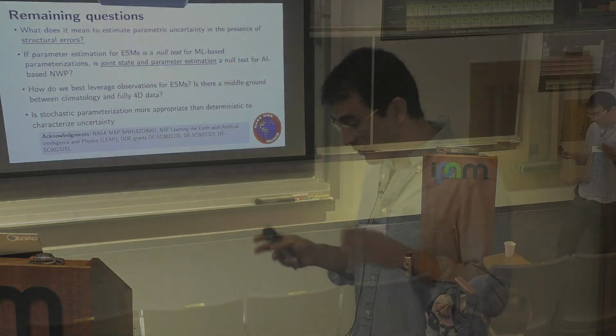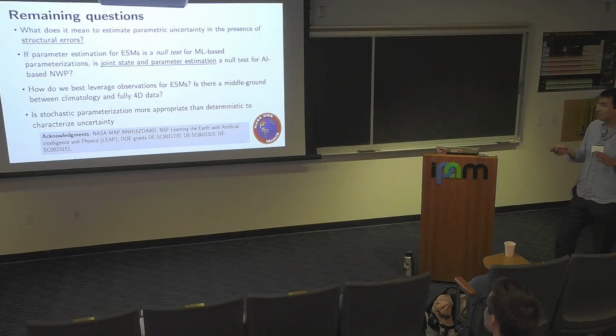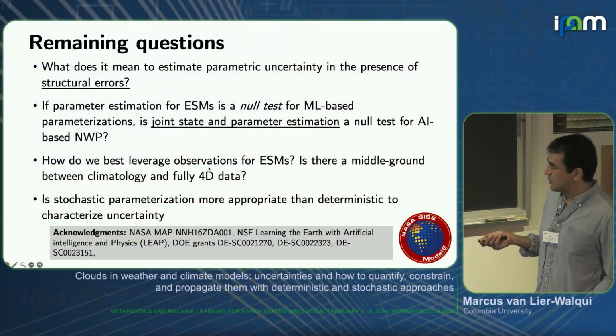So what I would suggest is that it would be nice if the field would start to look at joint state and parameter estimation in a data assimilation framework. How much can we get from that? Is there some ground that we can get from that? And I think one of the nice things there is that maybe we learn more about clouds that way too. How best do we leverage observations?